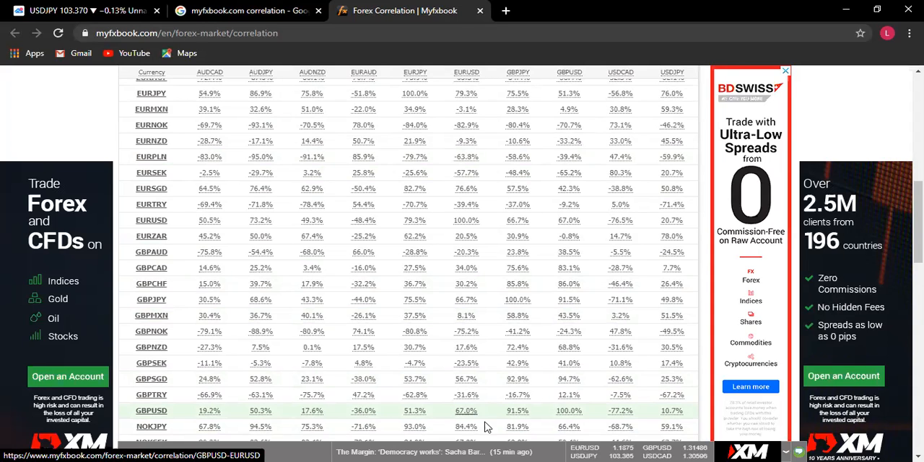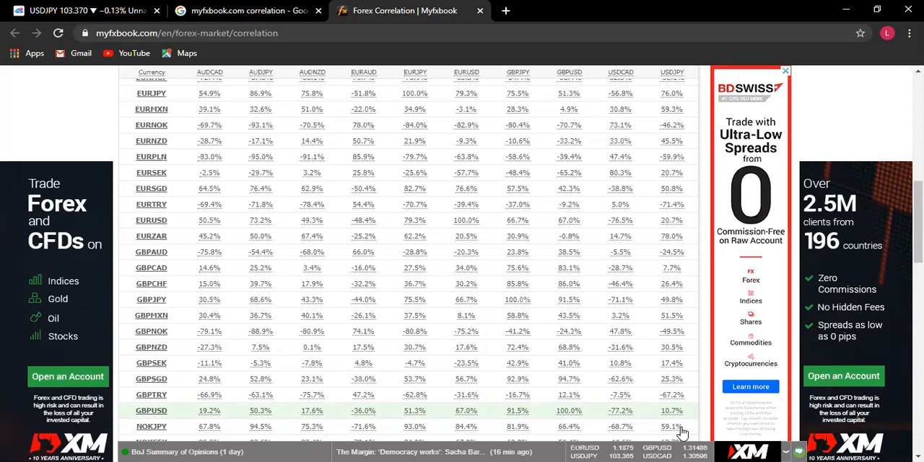67.0. It's not that strong. See GBP/JPY and GBP/USD. Can you see 91.5? That means if GBP/USD is buying, GBP/JPY should also be buying because they are correlating strongly at 91.5%. You understand?